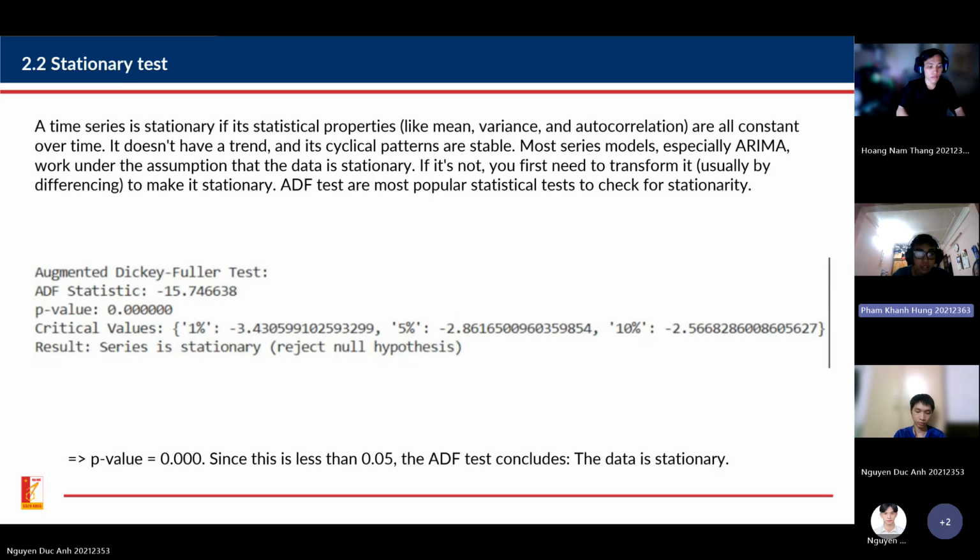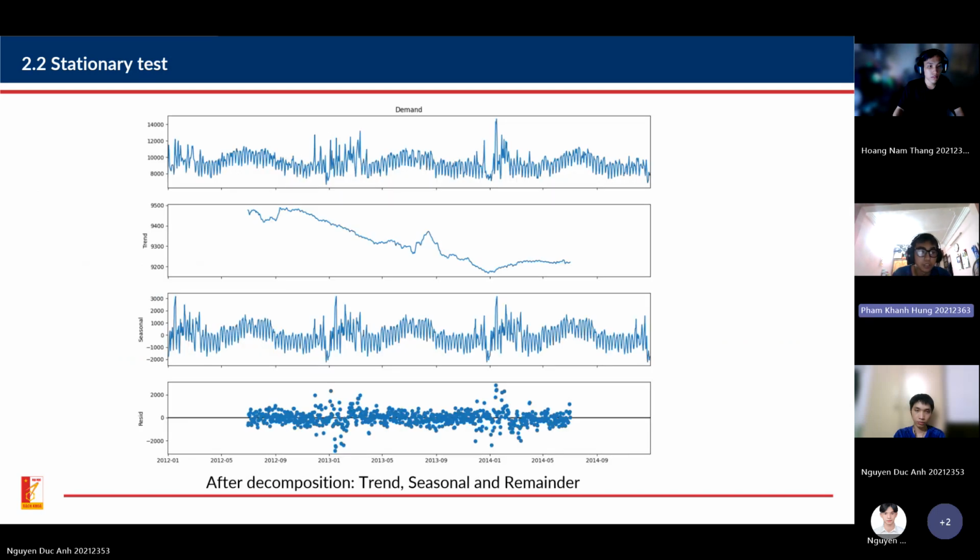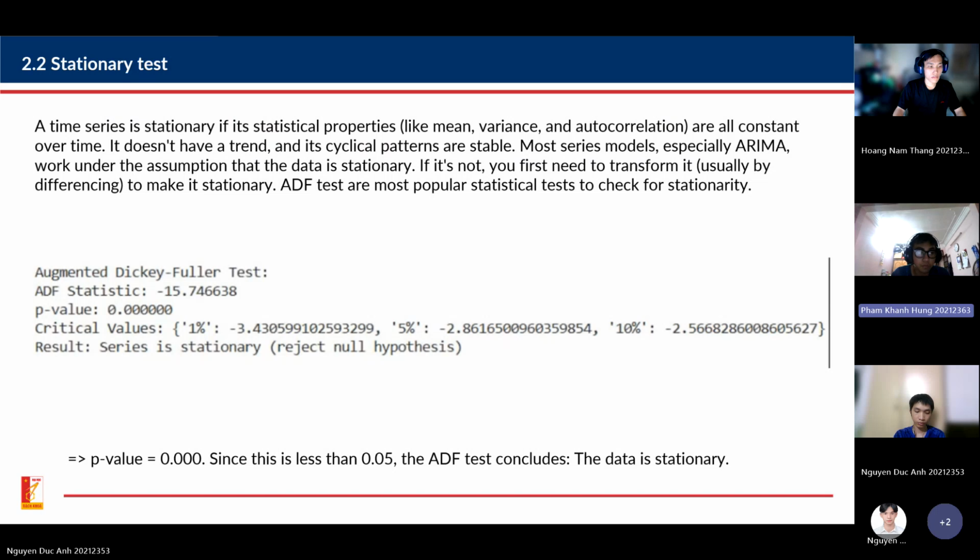As you can see in the picture here, we have the result of the Augmented Dickey-Fuller test. The p-value is equal to 0, which is less than 0.05. The ADF test says that the data is stationary. So we do not need differencing.